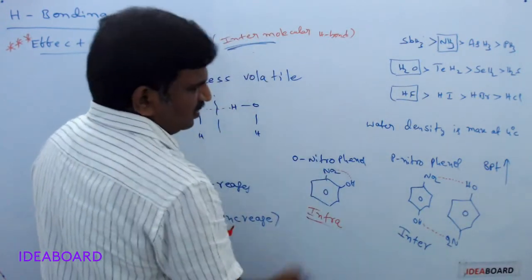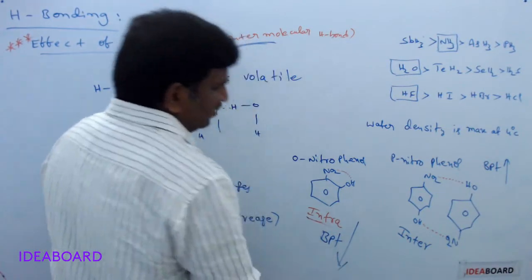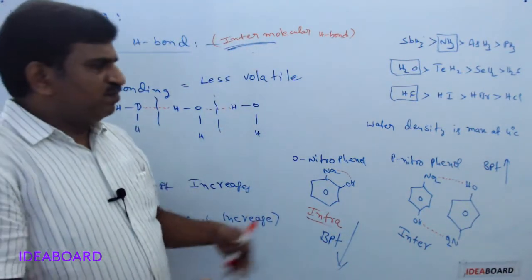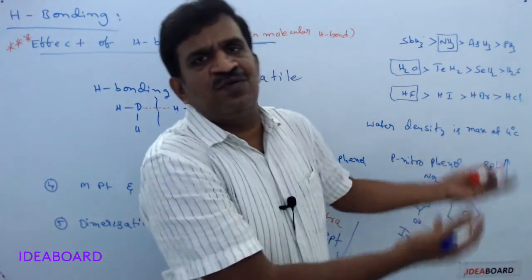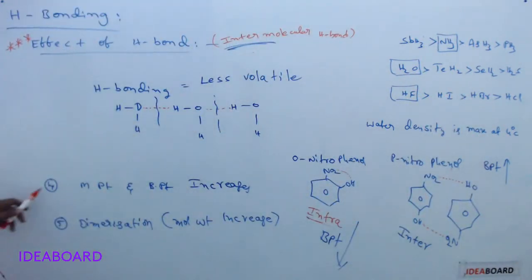If intramolecular hydrogen bonding is present, then the boiling point decreases. It is within a molecule, but here it is in between molecules. To break those bonds, we require more energy, so they have high boiling points. So that is the next point.